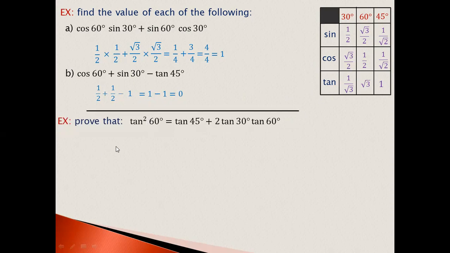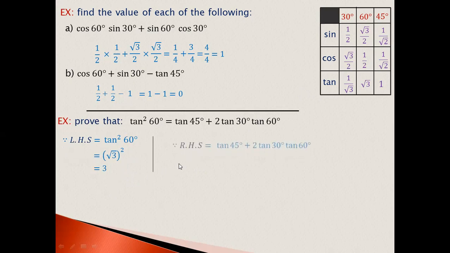Prove that tan square 60 equals tangent of the angle 45 plus twice tan 30 tan 60. Since the left-hand side equals tan square 60, we know that tan 60 equals root 3. That means tan square 60 equals root 3 power 2. We can cancel the square root with the power 2. It's going to be 3. And this is the left-hand side.